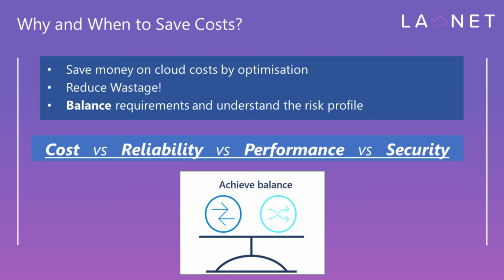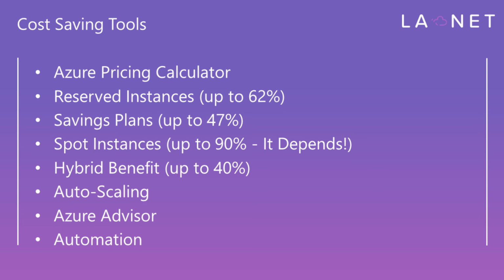You take away a lot of the performance, so the users get frustrated, and then you risk your security as well, and then you have a data breach. So what you want to do is balance all those things. So don't just save costs for the sake of it. Look for where there's waste and look for where you can optimize. Hopefully that makes sense.